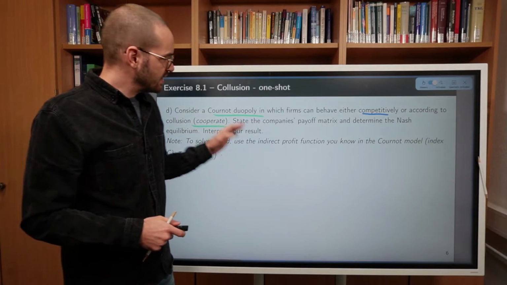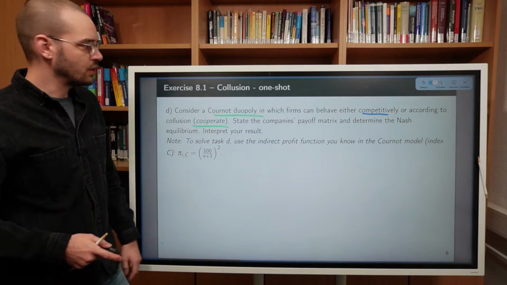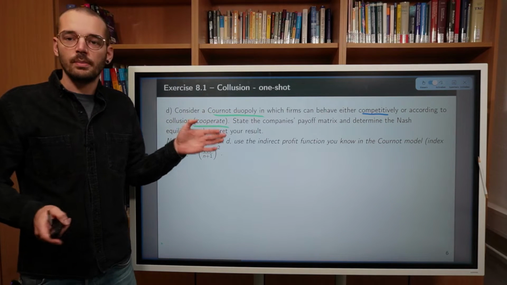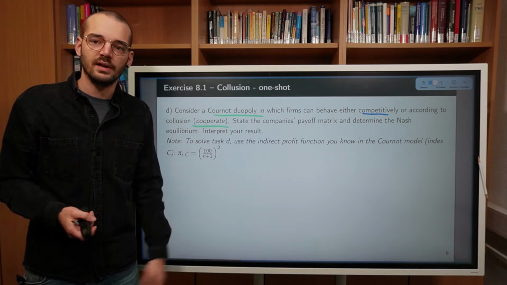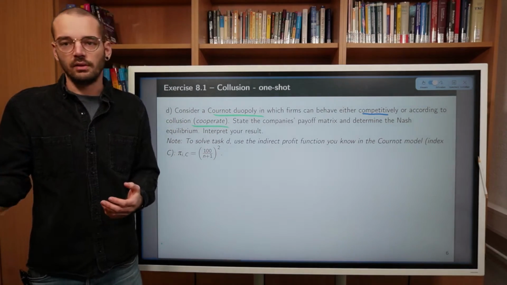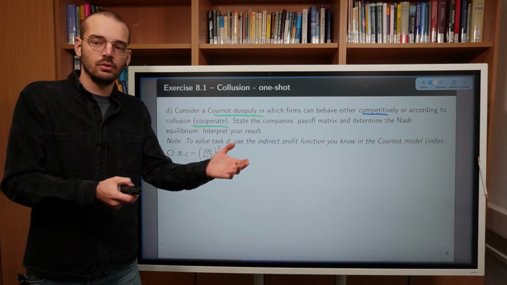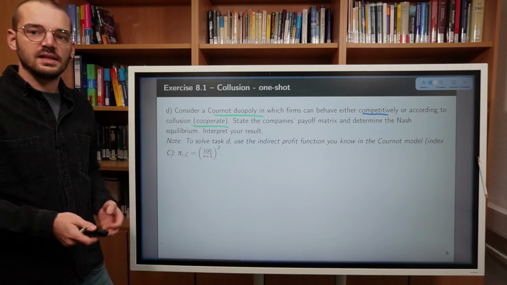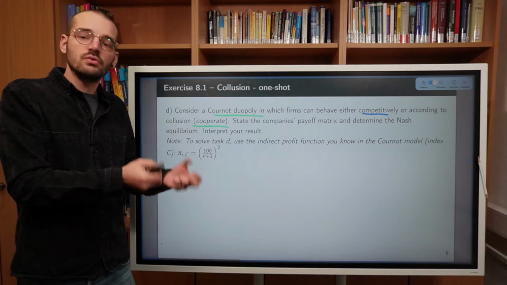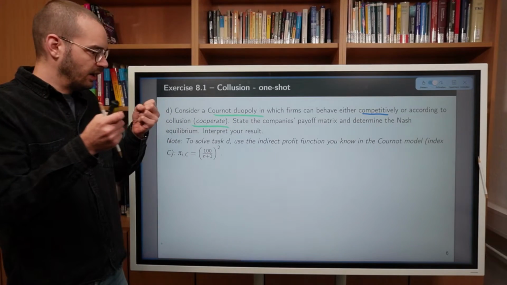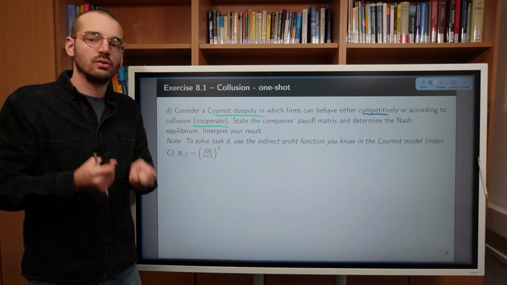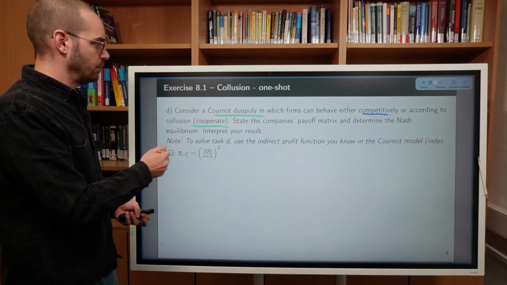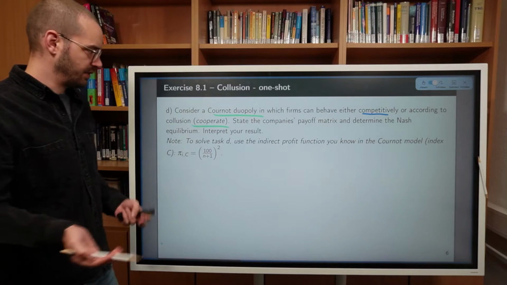Now we're asked to state the companies' payoff matrix and determine the Nash equilibrium in this. So we have two firms, right, duopoly, and each firm has two strategies, collude or not collude, or rather cooperate or deviate, whatever you want to call it, right? Stick to the agreement or behave individually profit maximizing, or according to the individual best response function in this case.